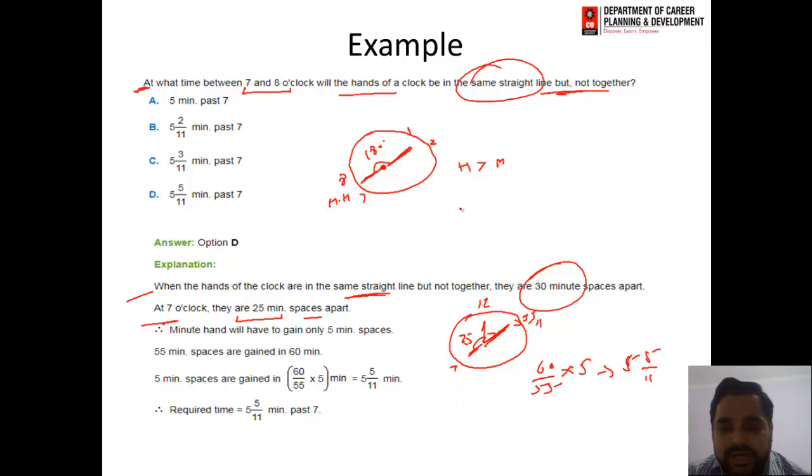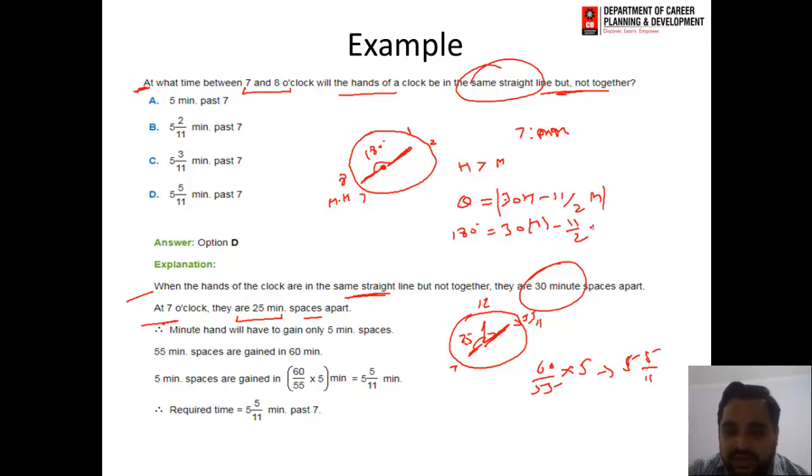Or what we can do is put the value in the formula where theta equals the modulus of 30h minus 11 by 2 m. Here we know the angle is 180 degrees because it is a straight line, and the time is between 7 and 8, so the time is 7 plus some minutes. So the value of h is 7, and the value of m we need to find out. If we solve this, again we have the value of m as 5 by 11 minutes. Hence in both ways we can get the solution for this type of question.